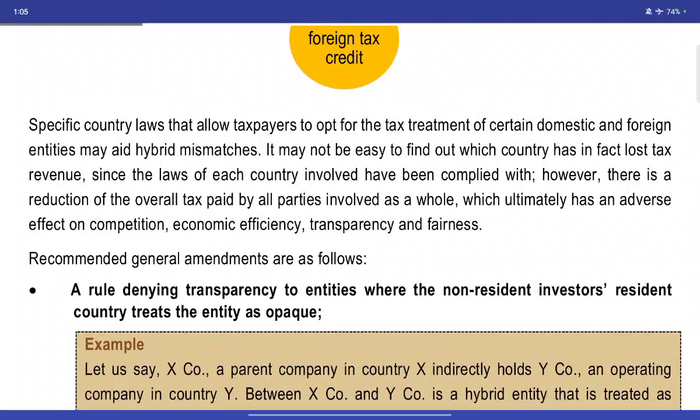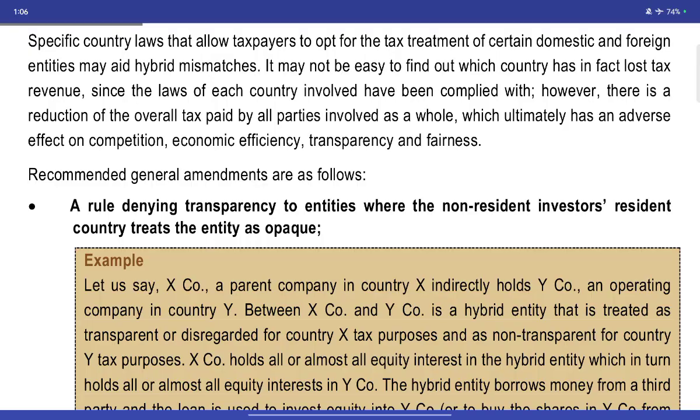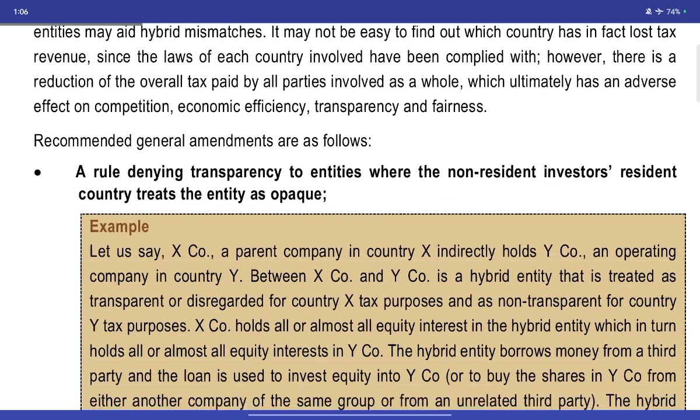A specific country's law allows taxpayers to opt for tax treatment of certain domestic and foreign entities, and aids hybrid mismatch. It is not easy to find out which country has a high tax revenue, since the law of each country involved has to be considered. However, there is a reduction of the overall tax paid by all parties involved as a whole, which ultimately has an adverse effect on competition, economic efficiency, transparency, and fairness.